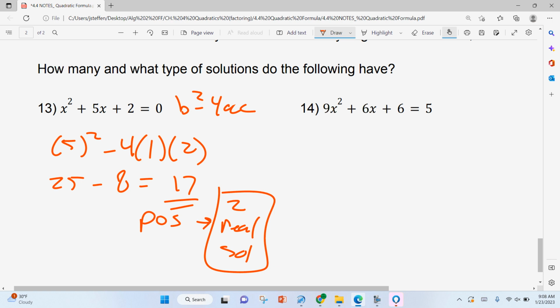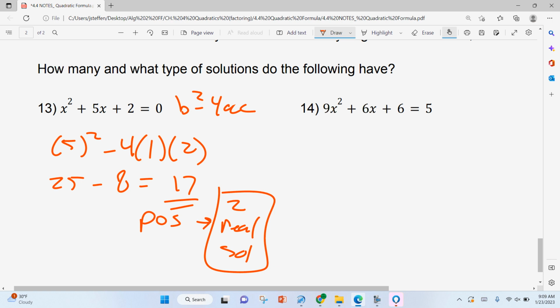I don't even care if it's 17, and that is not the answer to that. If I told you to solve this, the answer is not 17, not at all, not even close. But we're not trying to solve it, we're just trying to find how many answers there are. So 17 is positive, so that gives you your answer.